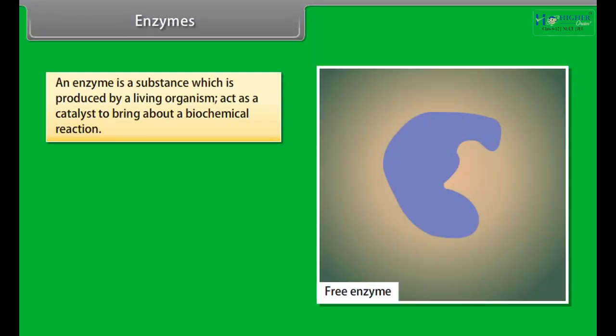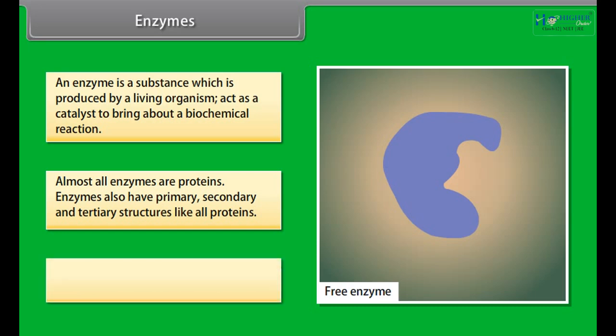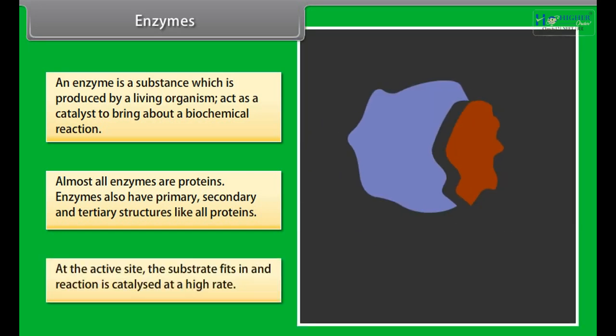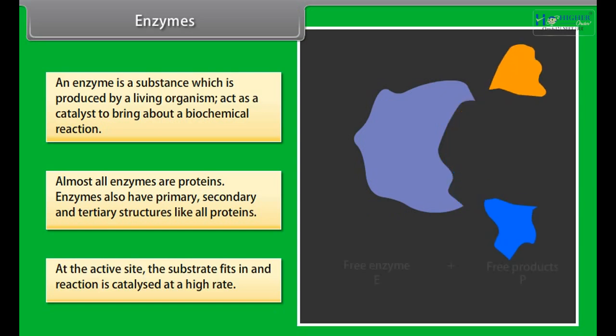Enzymes. An enzyme is a substance which is produced by a living organism and acts as a catalyst to bring about a biochemical reaction. Almost all enzymes are proteins. Enzymes also have primary, secondary, and tertiary structures like all proteins. At the active site, the substrate fits in and the reaction is catalyzed at a high rate.